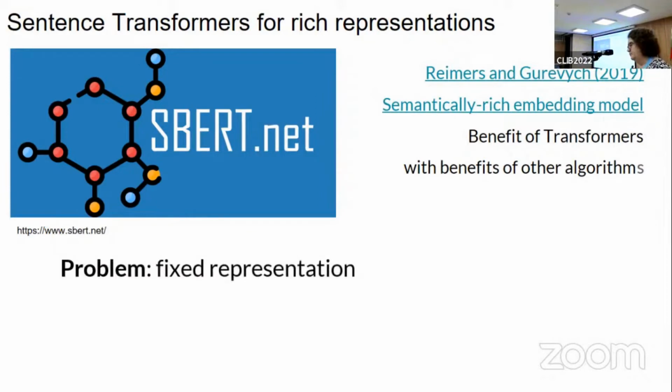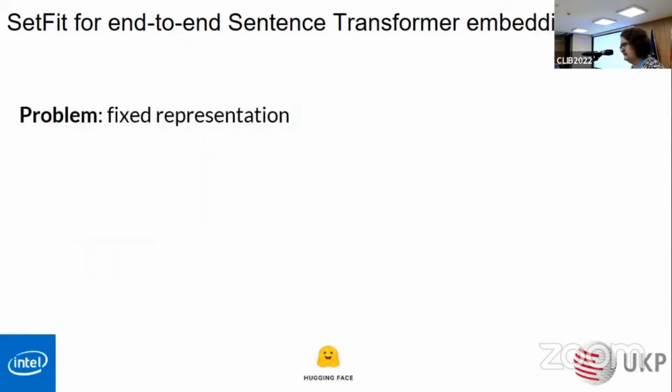A major problem with those SBERT representations, which are widely used for different kinds of text classification problems in the field, is that they have a fixed representation. That is, they are not optimizable for a given task and data set. And that's where a new method that we created comes into play, which is a joint research project between our lab, Intel, and Hugging Face.